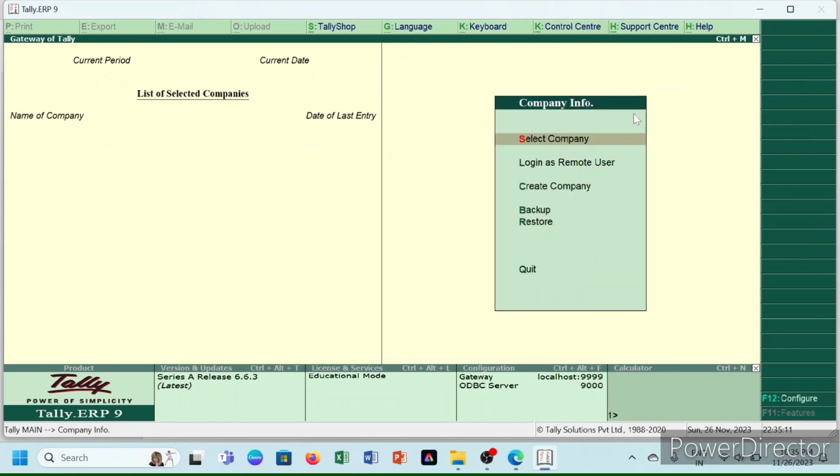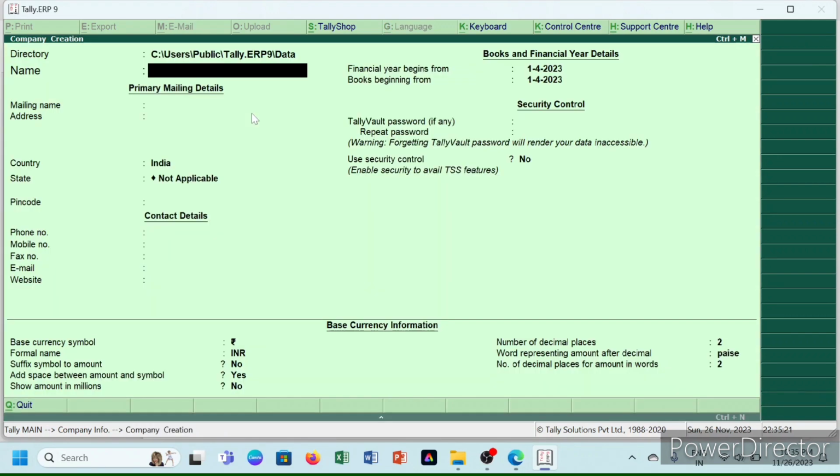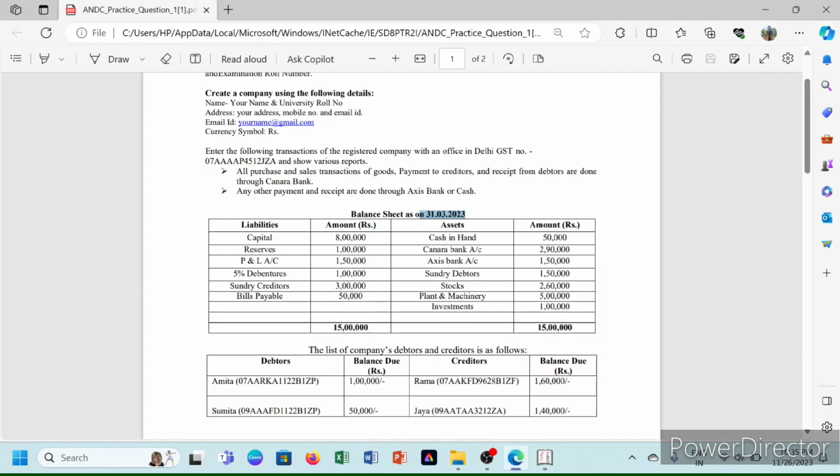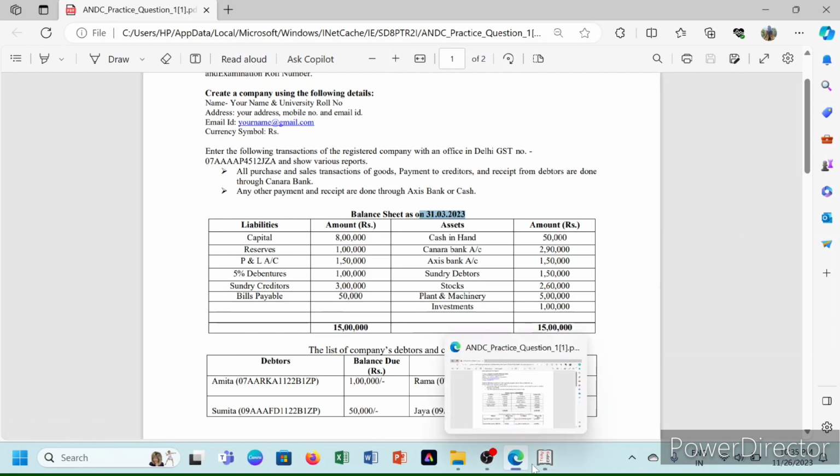The company is shut. The first step is to create the company. For creating the company, the shortcut key is C. Press C. A screen like this will open. You have to put all the information that is given in the question: your name and university, your roll number, your address, mobile number and email ID. Email ID can be your name @gmail.com.